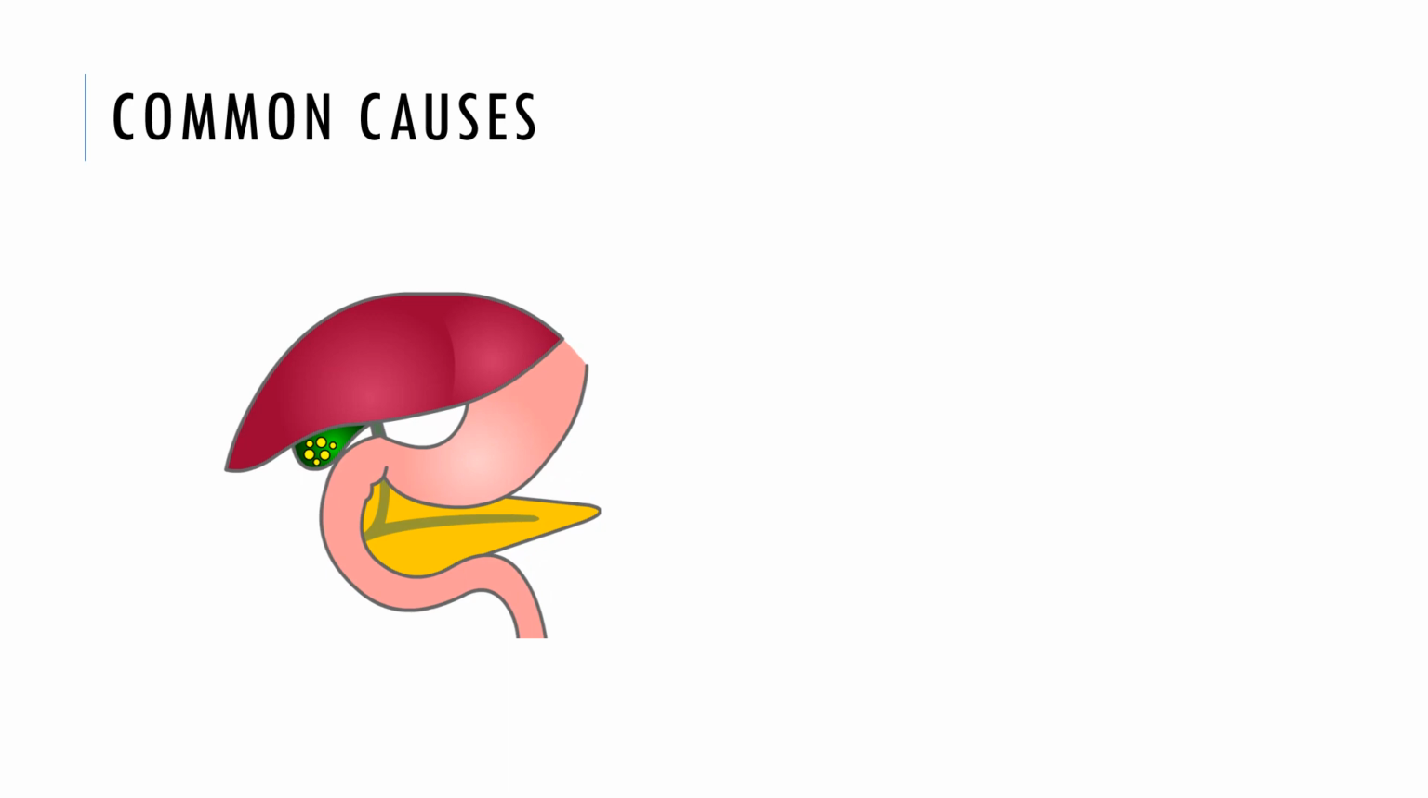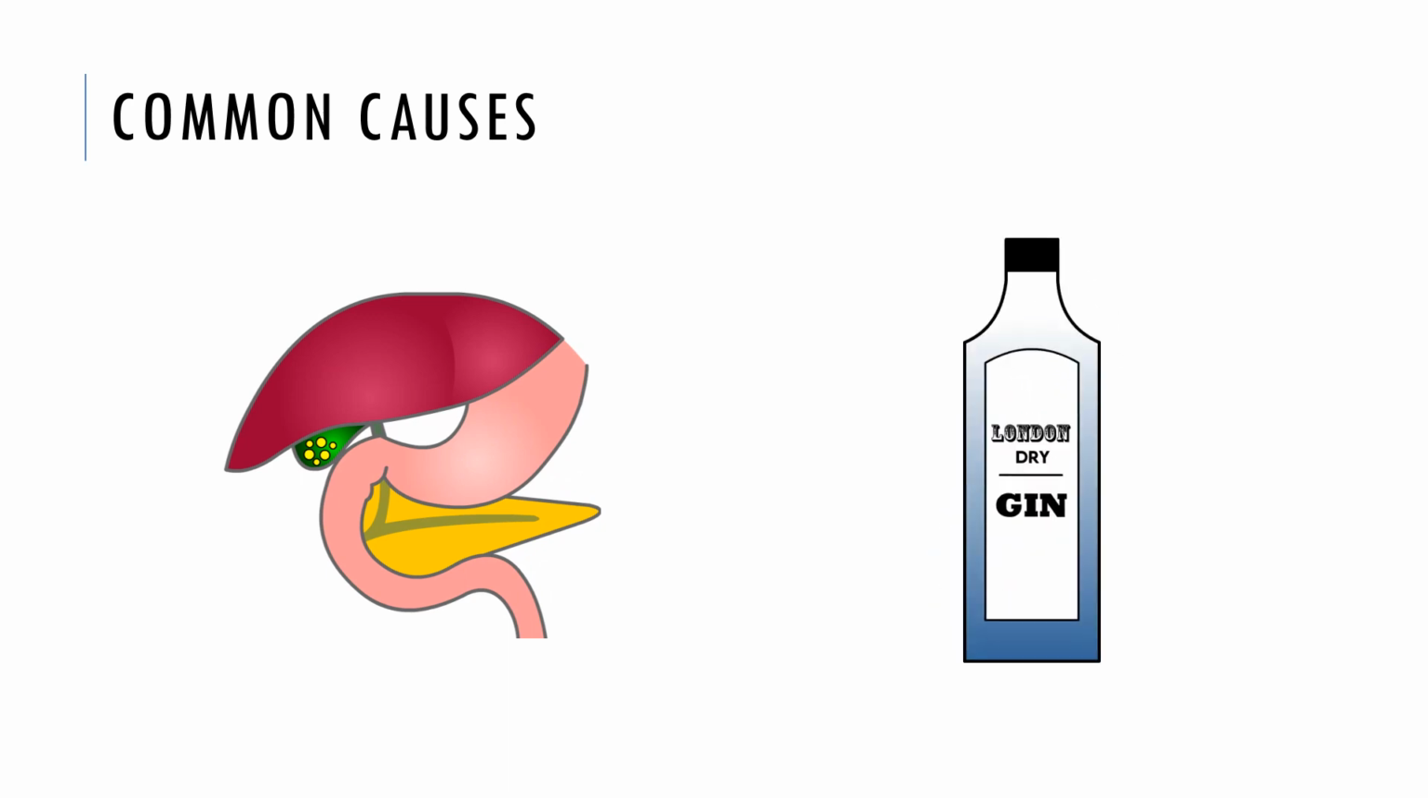Gallstones and alcohol are the two most common causes for acute pancreatitis. These two account for at least 90% of the cases, with gallstones being the most common cause in the United Kingdom. Apart from gallstones and alcohol, there are several other causes that can lead to acute pancreatitis.